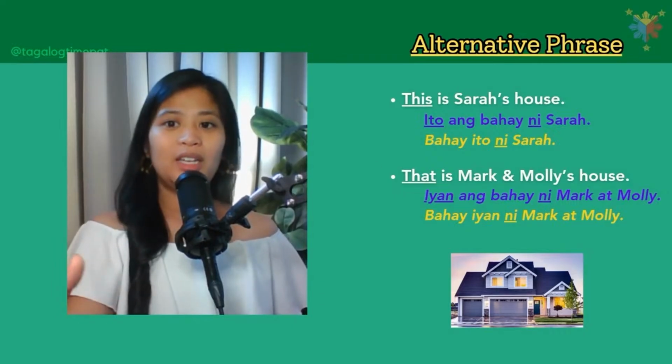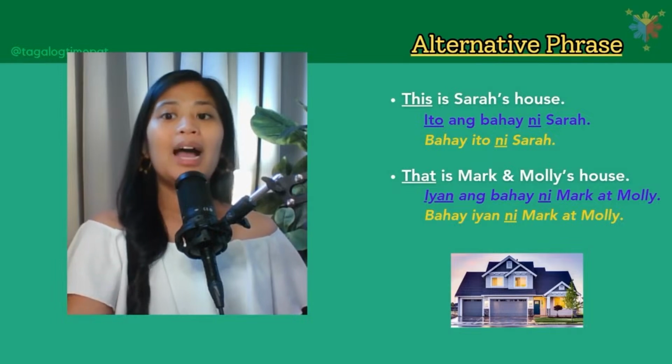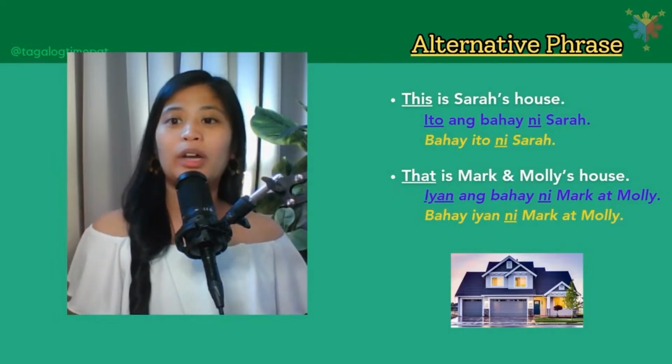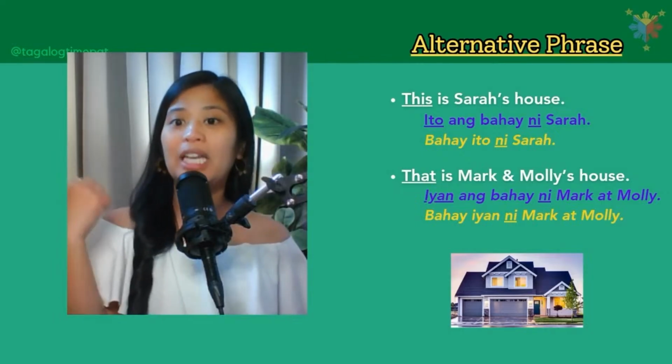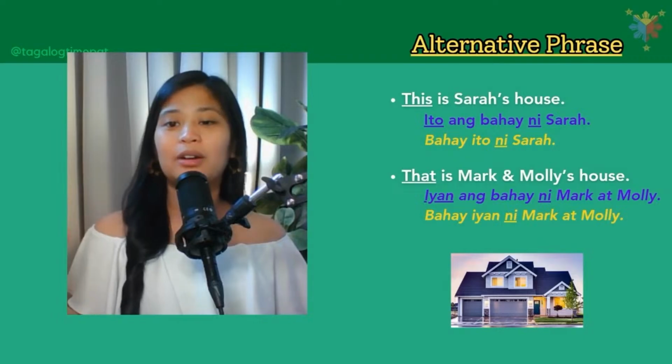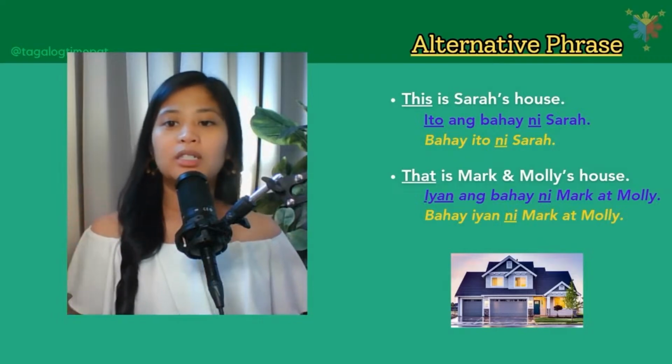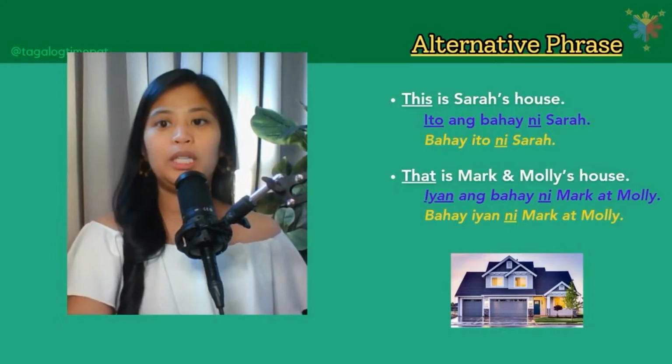I would say it's more casual to say, bahay ito ni Sarah. But if I'm walking around and we happen to be walking by Sarah's house, I could say, oh, ito ang bahay ni Sarah. This is Sarah's house. So it kind of just depends on the context of what you're trying to say. Okay, but they are both used equally as much.